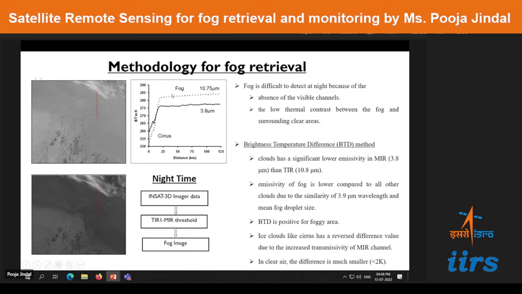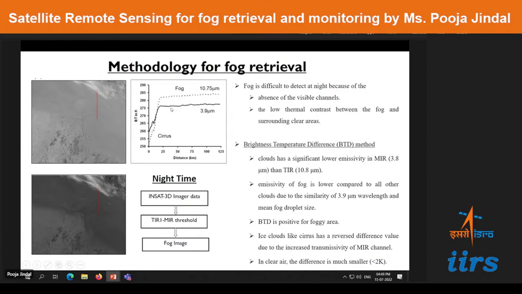Now for other features of the land, or other features like clouds, this kind of pattern will not be seen. For example, if you see this area where the fog is not there, the pattern has inversed. If you take the difference of 3.9 and 10.8, the difference will be negative, right? So the positive difference will be there mainly over the foggy areas, right?